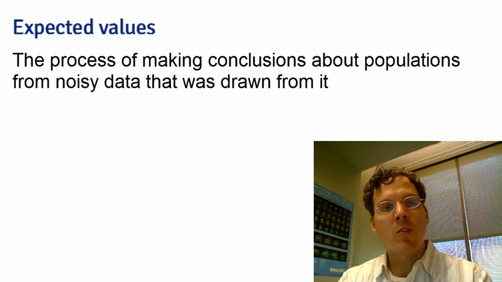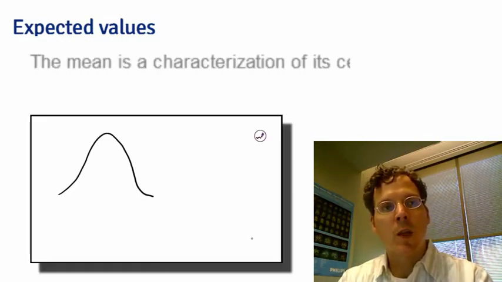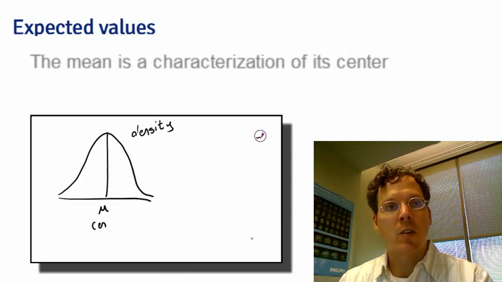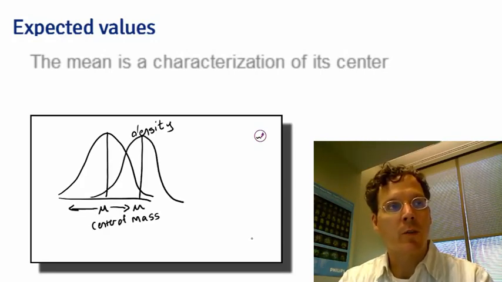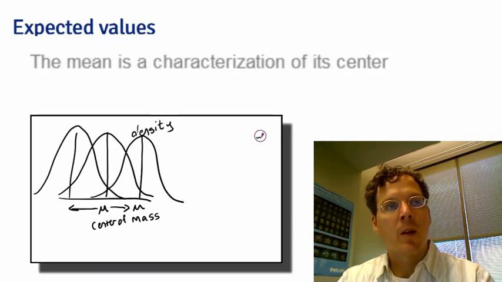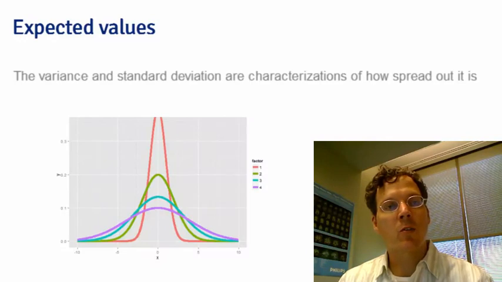The most useful such characterization are so-called expected values, though we've also covered some other characterizations, for example, sample quantiles. Expected values, the mean is the most useful expected value. It's the center of a distribution. So you might think of as the mean changes, the distribution just moves to the left or the right as the mean of the distribution moves to the left or the right. The variance is another characteristic of a distribution, and it talks about how spread out it is.